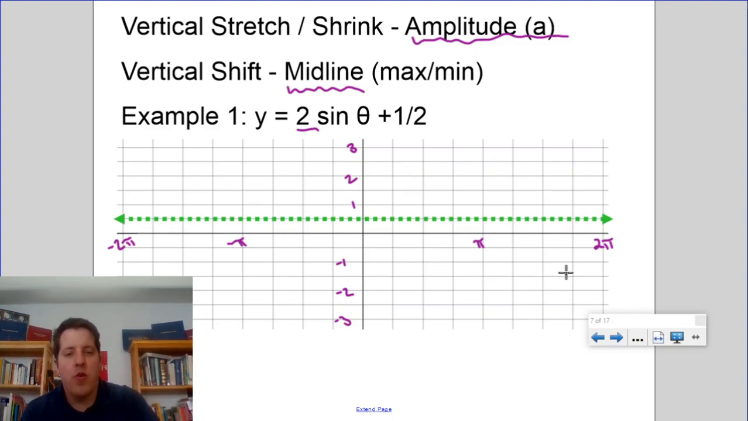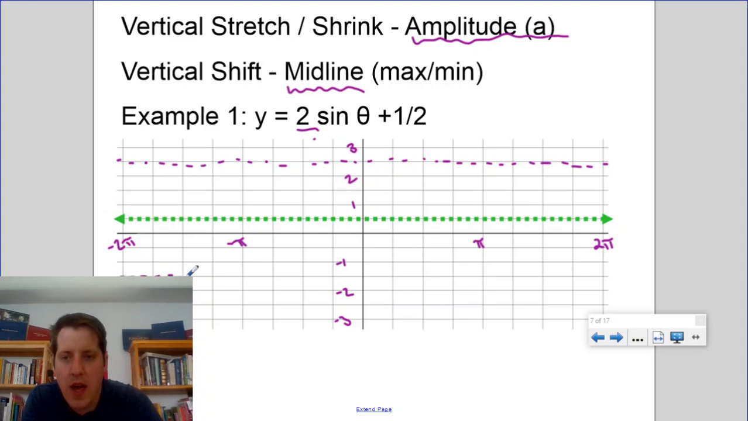Then you should also think about how high the graph will go from there and how low below that midline the graph will go. So normally the parent function goes up from 0 to 1. So in this case, we're going to go up double that, or 2 units. So we're going to go from 1/2 to 2.5. And for now, I'm going to mark that on my graph. You don't have to do this. It's just something that I find helpful. And I'm going to go 2 units below my midline, which is to like negative 1.5.